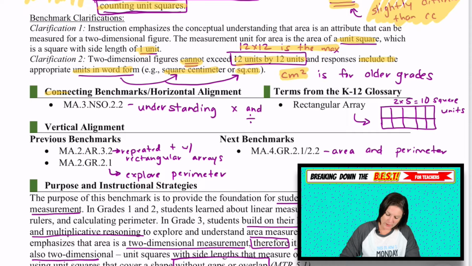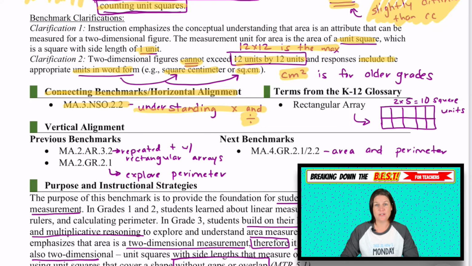All right, so what benchmarks connect with this one in third grade? Well, there's 3.NSO.2.2, which is understanding multiplication and division. And of course, multiplication is huge for finding the area. And really the goal is just to explore area in this standard, but it would be awesome for us to guide our students to make those connections of, oh my gosh, this right here is a rectangular array. Instead of counting all the squares, why don't we just multiply? That's where we want to lead them with this particular standard, okay?